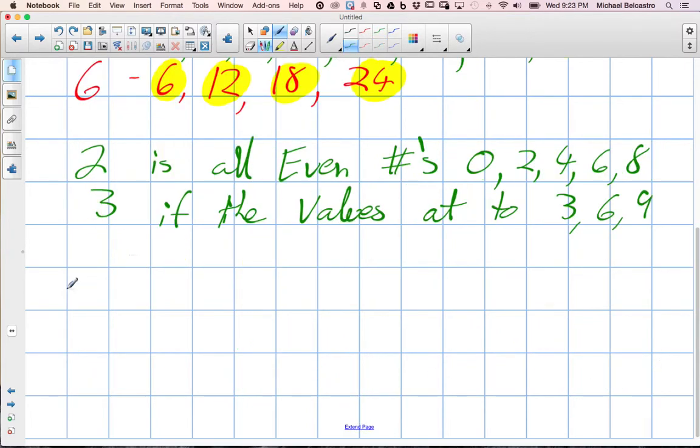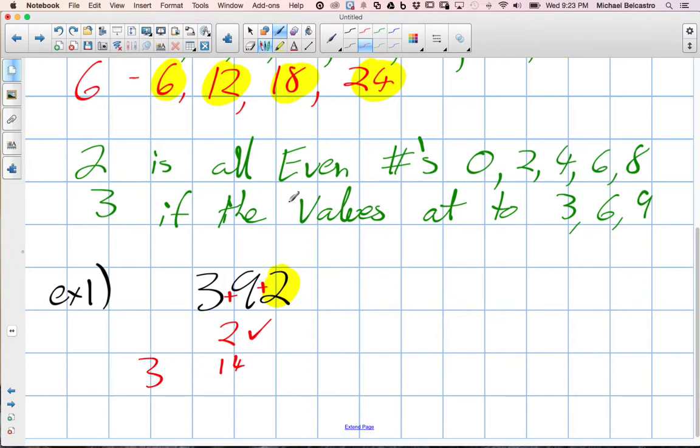So let's make up an example. Let's say example 1. Let's say we have the number 392. We know that the value 2 checks out. It's an even value, so 2 goes in. For 3, what we do is we add all of these together. So 3 and 9 is 12 plus 2 is 14. So that becomes the number 14. So this is our check for 3. And 1 plus 4 is the number 5. So 5 doesn't fall in there, so 3 doesn't go in.